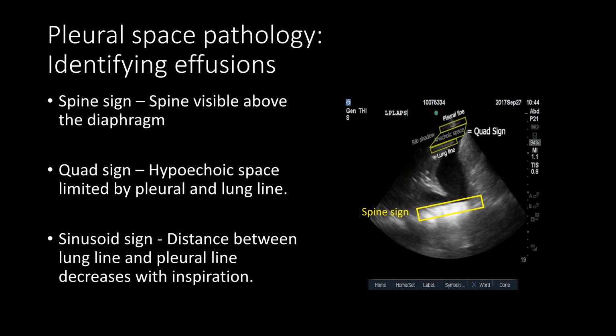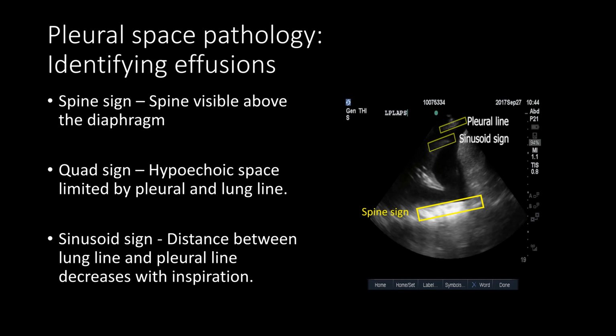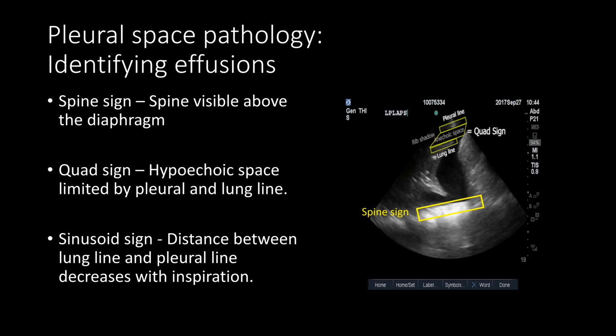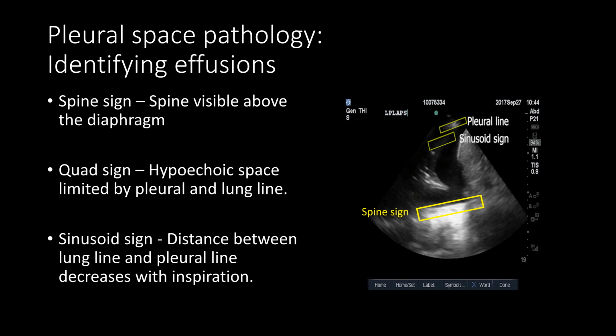Next, the last area that we want to assess for pathology is the pleural space. And specifically, we want to see if there is the presence of an effusion. Now, an effusion, typically the best area to try and identify it is at the PLAPS, or the posterolateral alveolar syndrome area, as described in the first video.